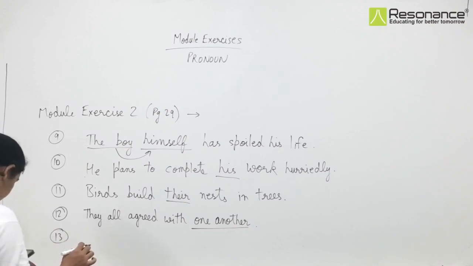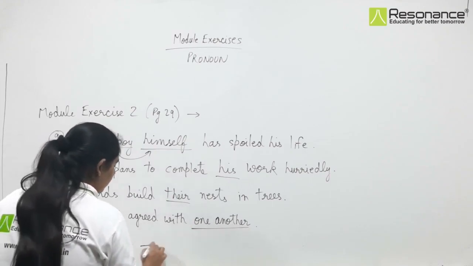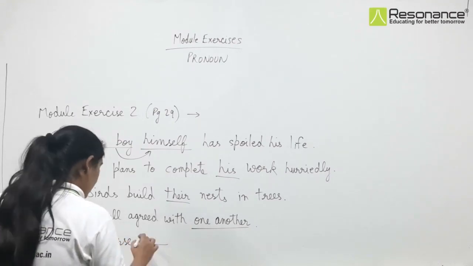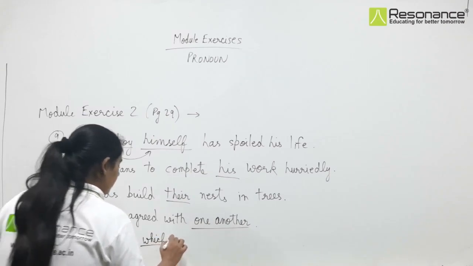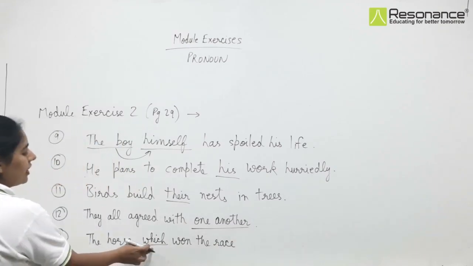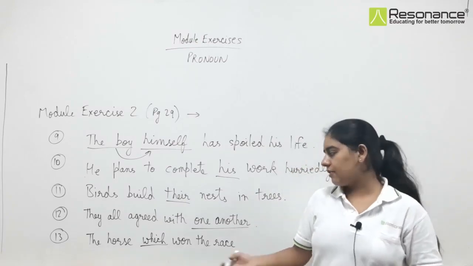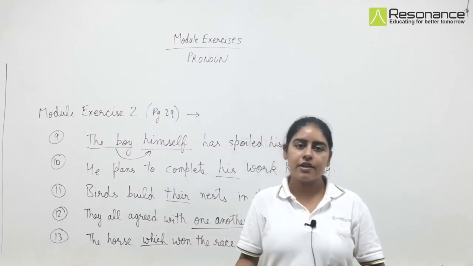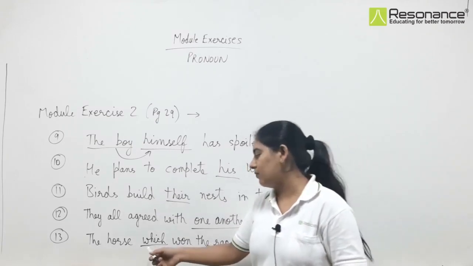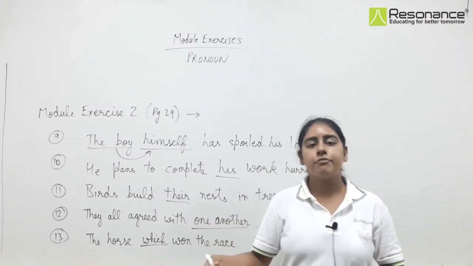The horse who won the race is mine. So here, for the horse, we cannot use who because who is used only for persons. So we will say the horse which won the race. Now some of you might be confused: ma'am, why have we used which here, why not that? Because that can also be used for animals, and which can also be used for animals. I told you during the explanation of the chapter, whenever we are giving additional information, we will give priority to relative pronoun which.